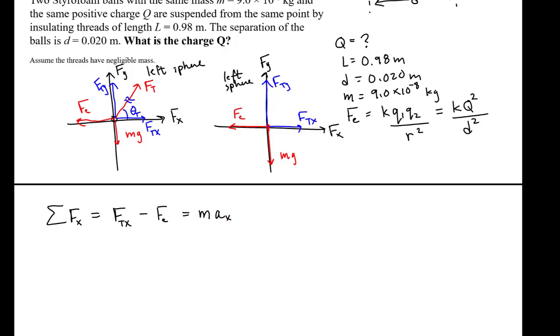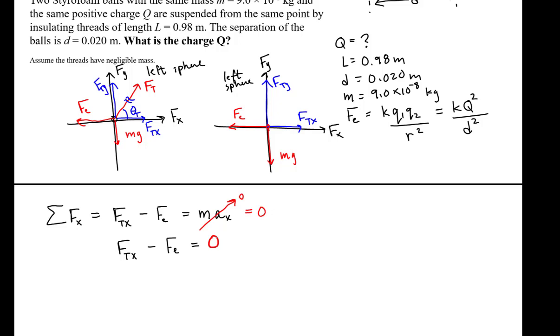Since our sphere is in equilibrium, there is no acceleration. The acceleration is 0. So this gives us a first relationship. The force of tension in the x direction minus the Coulomb force between the spheres is equal to 0. Well, let's drill this down, because remember, the Coulomb force contains information about our charge. So let's go ahead and work with this a little bit more.